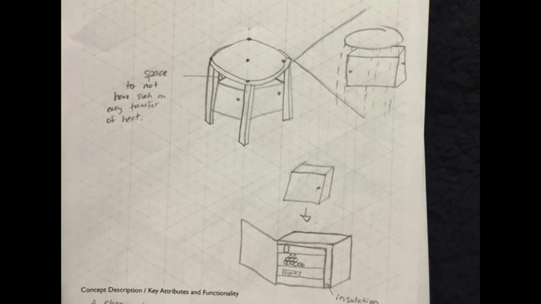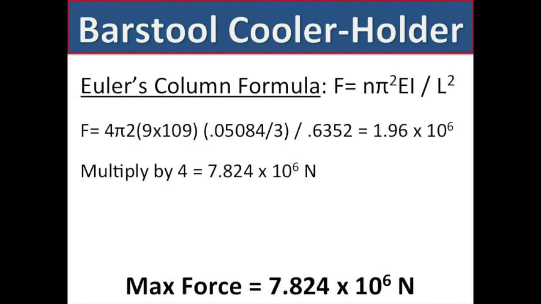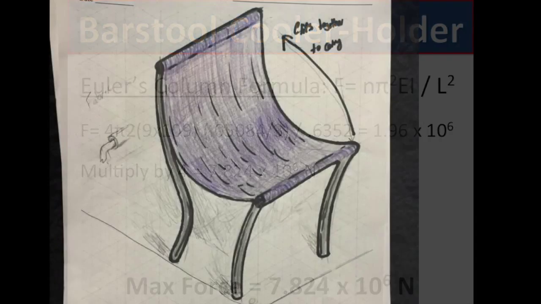It is a traditional bar stool with a cooler. We used Euler's method to determine the maximum force that the 4 pegs on the bar stool could handle. This concept came in first place.